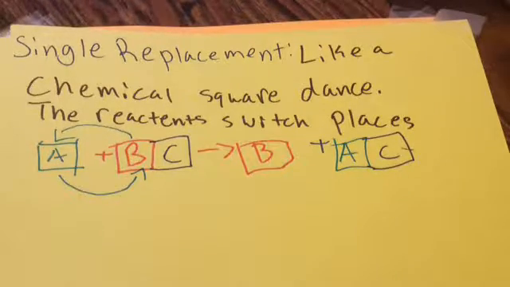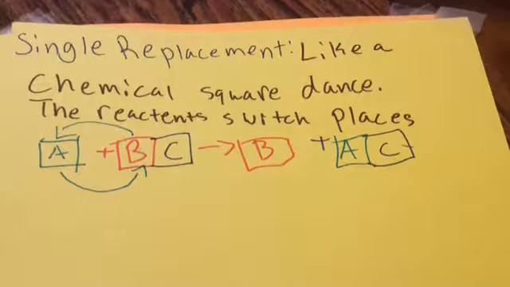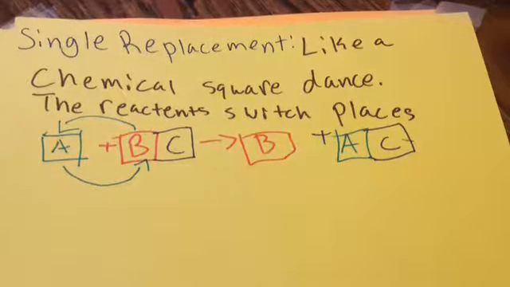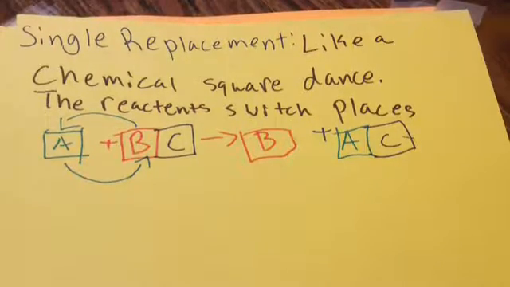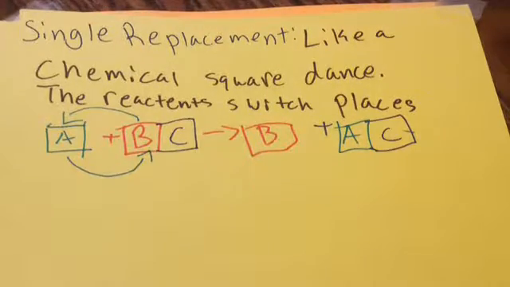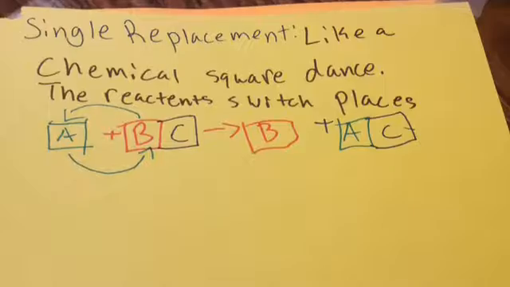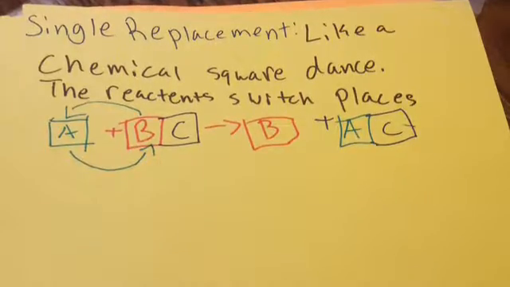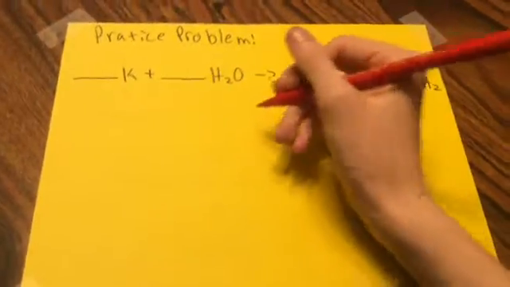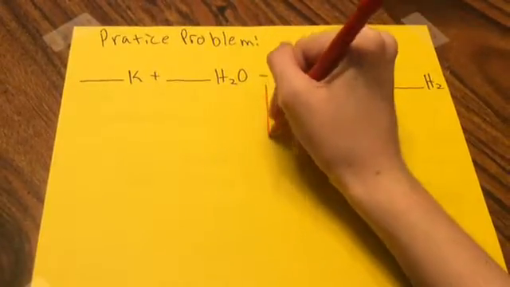Okay. So our next reaction is single replacement. If you think about it, single replacement is like a chemical square dance. The reactants switch places. So A will switch places with B, and it'll be changed to B plus AC. So let's do another practice problem. We're going to do the same thing like we did before. Pull out the information again.